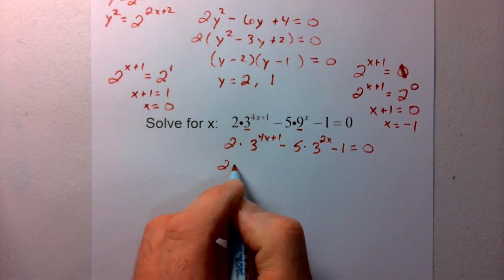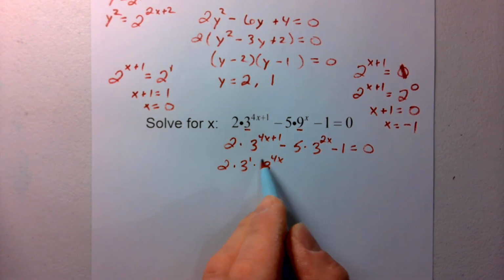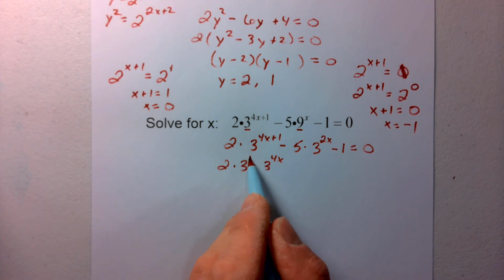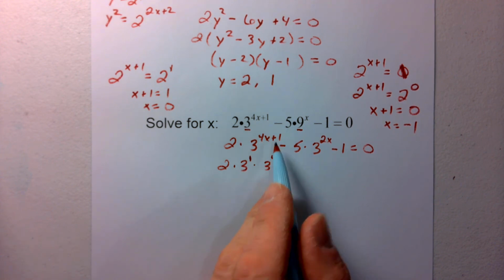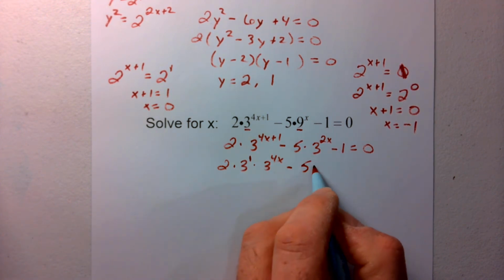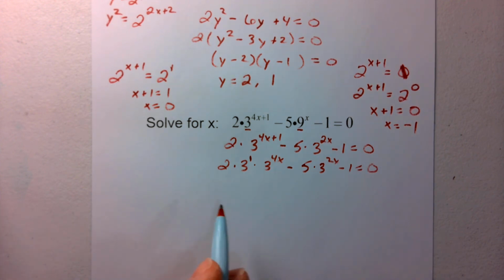And the way I'm going to do that is I'm going to write it as 3 to the first times 3 to the 4x. Again, if I bring these back together, my common bases, I add the exponents. 1 plus 4x gives me that 4x plus 1. So I'm not changing the meaning, I'm just changing the look of it. Minus 5 times 3 to the 2x minus 1 equals 0.